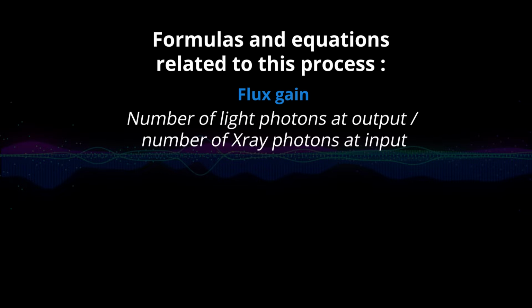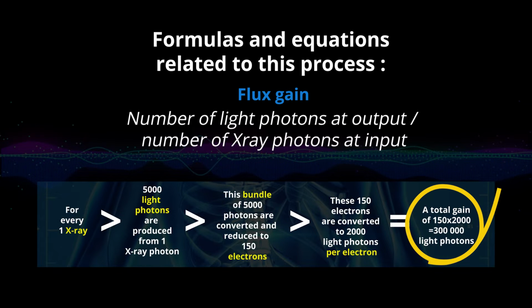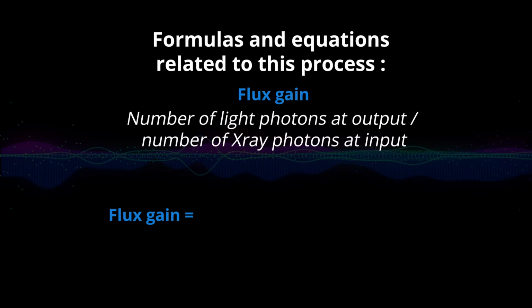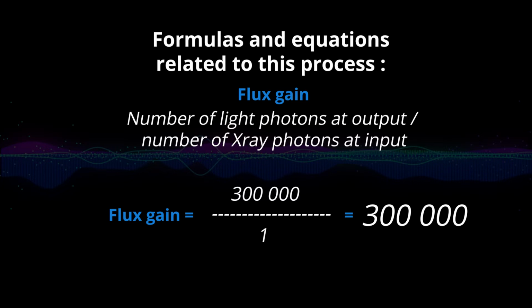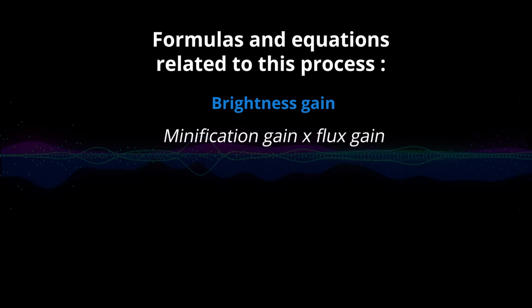Flux gain equals the number of light photons at output divided by the number of X-ray photons at input. So in our example we had a ratio of 1 X-ray at input to 300,000 light photons at output, thus a flux gain of 300,000. Brightness gain equals minification gain times flux gain.